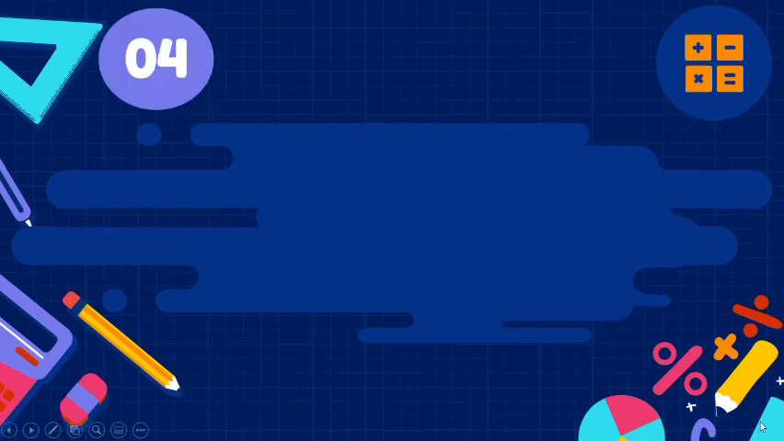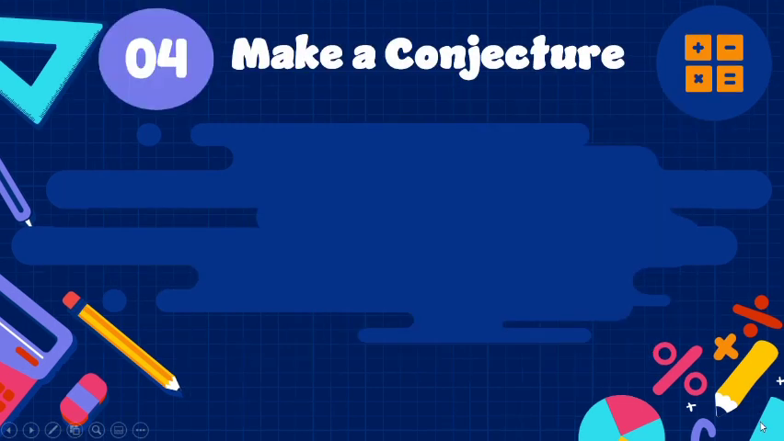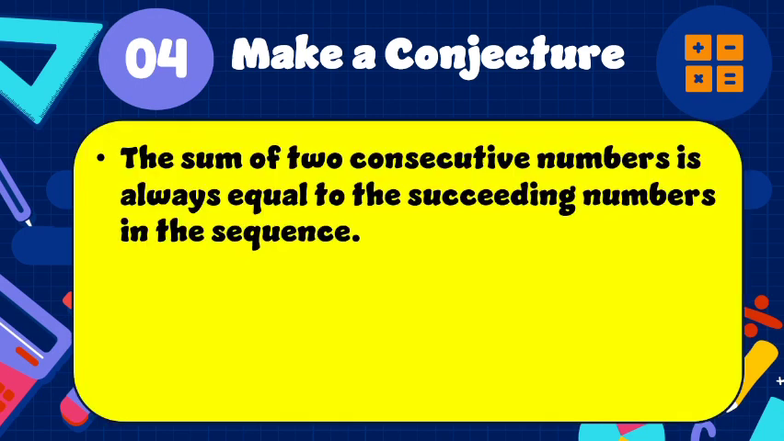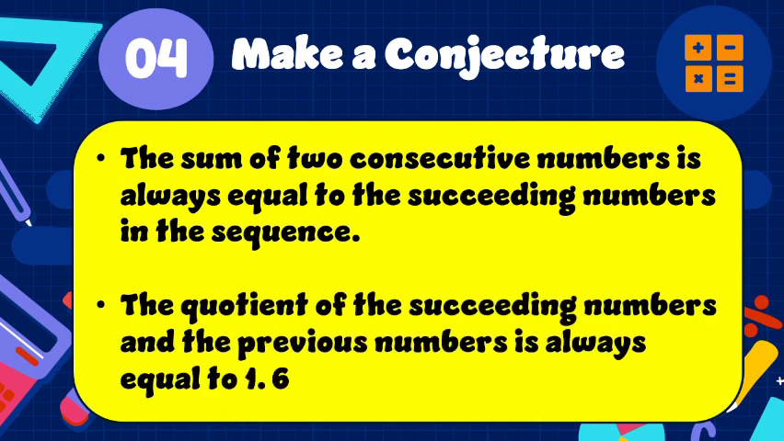The next step is making a conjecture. In this step, we can form an opinion out of the patterns and relationships that we saw in the previous steps so that we can create a conjecture. What we formulated out of the patterns and relationships is that the sum of two consecutive numbers is always equal to the succeeding number in the sequence. The quotient of the succeeding number and the previous number is always equal to 1.6.